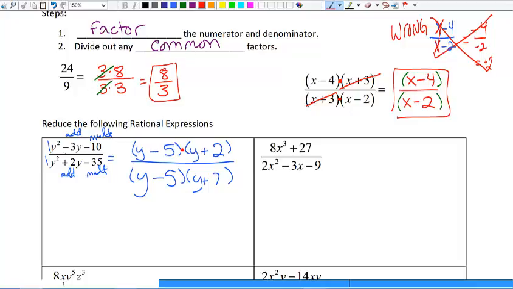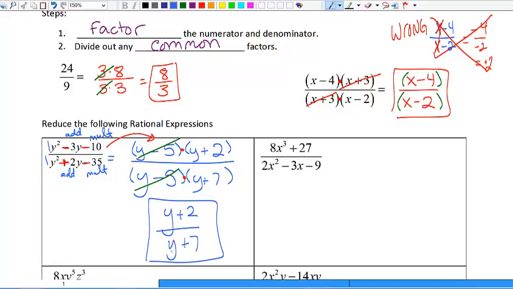And what I've done is I've turned these pluses and minuses in the polynomial into a product. So this was a polynomial. Now it is a product of polynomials. Because it's a product and it's multiply, the opposite of multiply is divide. So I can divide out an entire parentheses with the entire parentheses in the denominator if they're exactly the same. In this case, the y minus 5 and the y minus 5 are exactly the same. And so my final answer is y plus 2 over y plus 7. So here's a question. Can I divide out those y's?